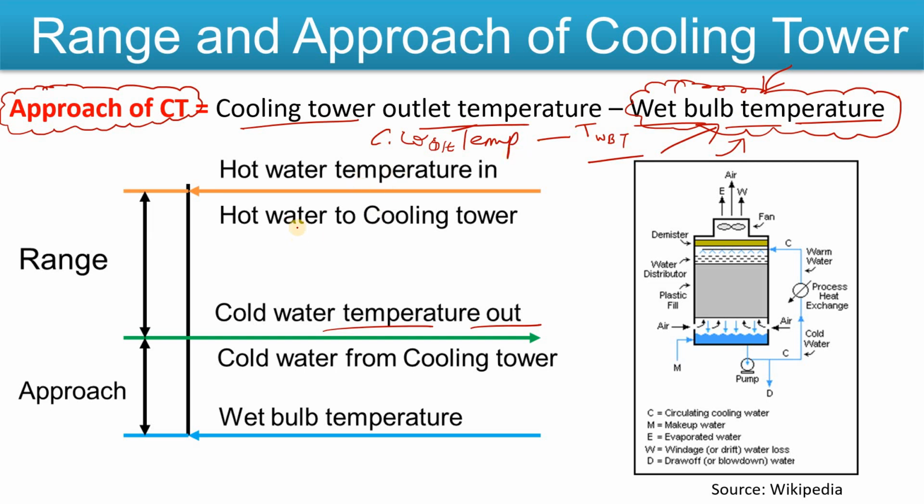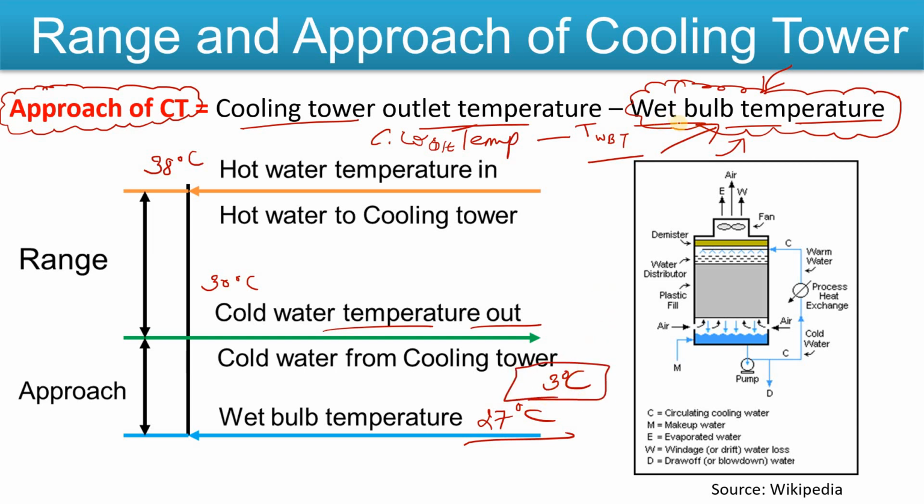Okay, now let's suppose you know that your hot water in is 38 degrees Celsius, and the cold water temperature out is 30 degrees Celsius. Let's suppose the wet bulb temperature is given as 27 degrees Celsius. Now what is the approach here? Approach is your 3 degrees Celsius, right?